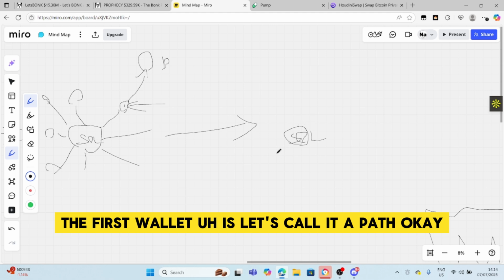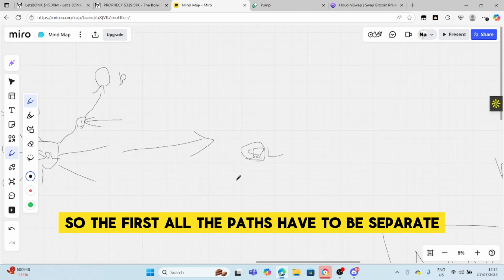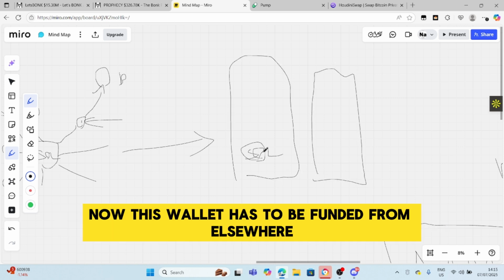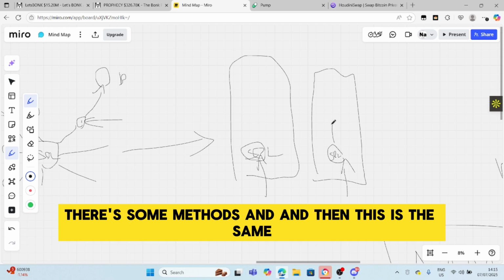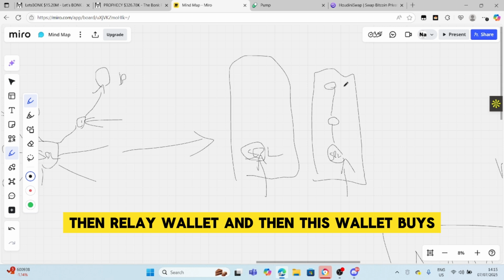This wallet, the first wallet, let's call it a path. Okay, so all the paths have to be separate. Now this wallet has to be funded from elsewhere, and it has to be undetected. There are some methods, and then this is the same, then relay wallet, and then this wallet buys.